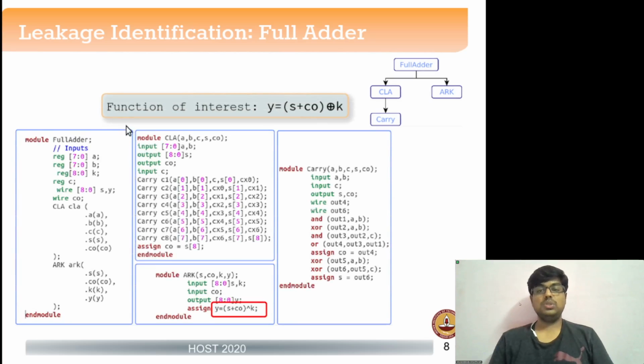This is the corresponding source code of the full adder circuit. It has all the 4 modules, and this is the Verilog implementation of this full adder circuit. So what we are interested in is this expression: y equals sum plus carry out XORed with k.